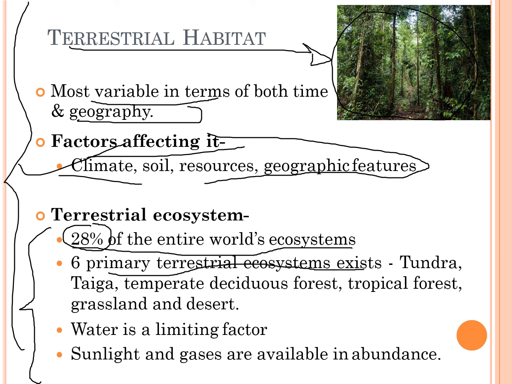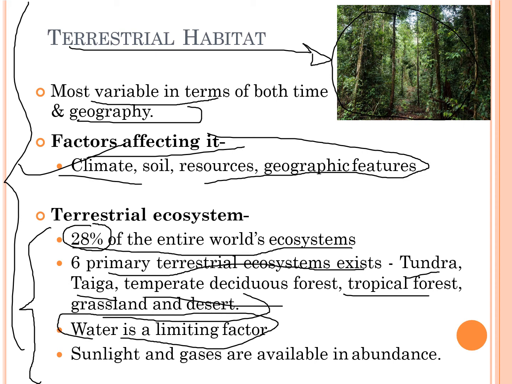The six types of terrestrial habitat are tundra, taiga, temperate deciduous forest, tropical forest, grassland, and desert. Water is definitely an important factor in every sort of habitat. Water is not something in abundance, but sunlight and gases are available in abundance. These are some of the natural sources available to us.